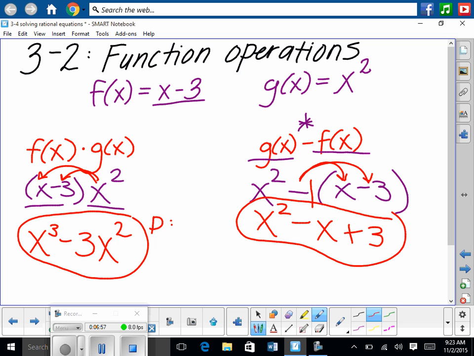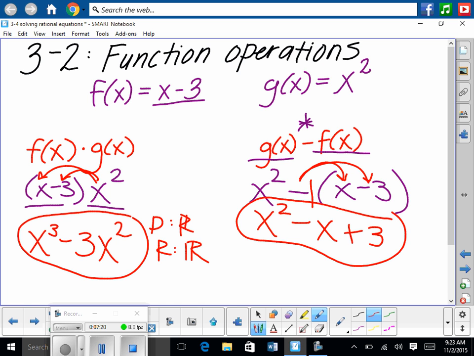Domain and range though. Domain. With this one, are there any problem areas? No roots, and no bottoms of fractions. So domain is all real numbers. What's our range? Well, we could graph it and look at it. It's a cubic. So can anyone tell me what a cubic's end behavior would be? All real numbers. Did you say all real numbers? Yep, you're right. All real numbers.